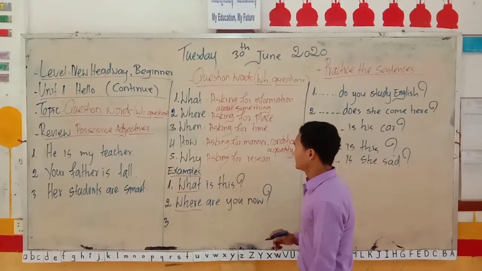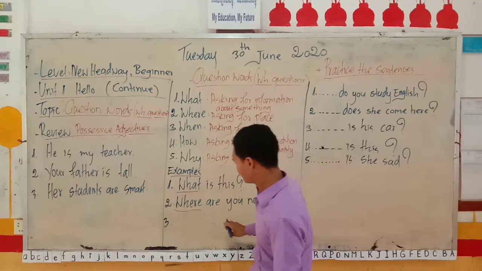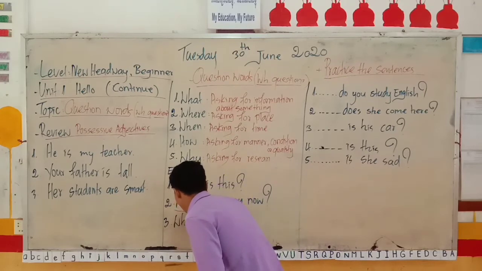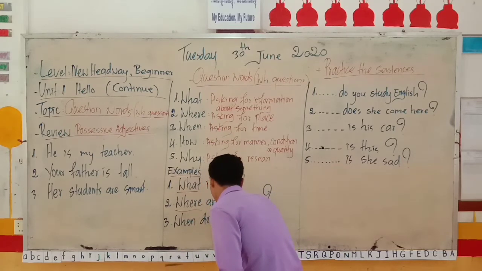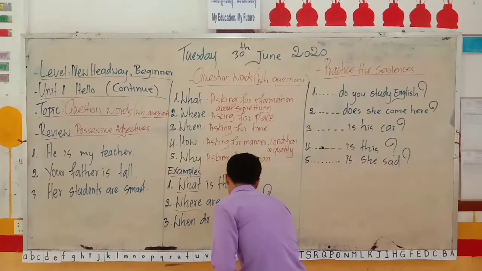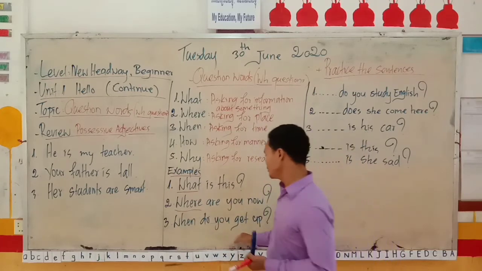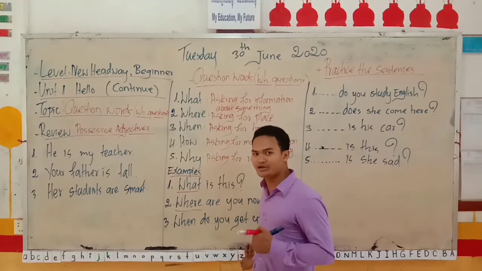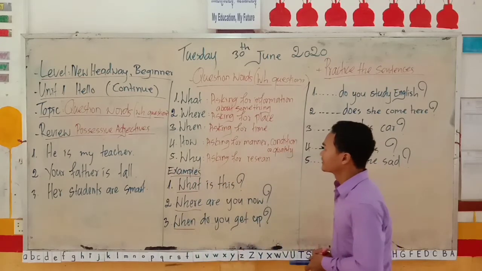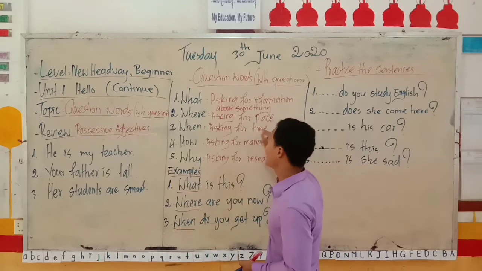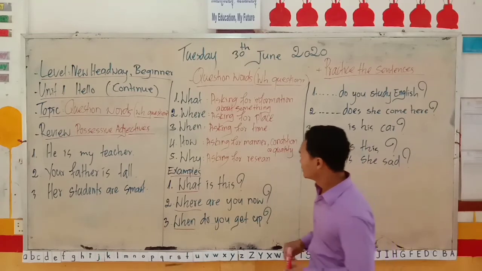So when? When asking for time? When asking for time? When do you get up? When do you get up? Which is the way you equate? Present. When? Right? When asking for time, right? When do you get up? Okay.